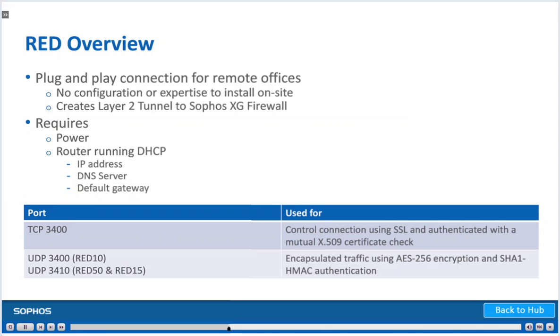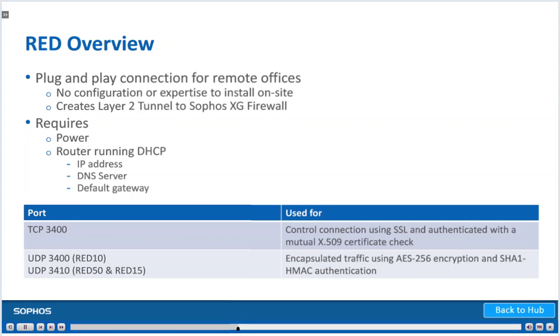Sophos Remote Ethernet Devices, or RED, provide a simple way to connect remote sites to a central network securely by creating a Layer 2 tunnel. Installing the RED device on site requires no configuration or technical expertise. RED connections use a small hardware RED device at the remote location, and all configuration for that device is done locally at the XG Firewall.